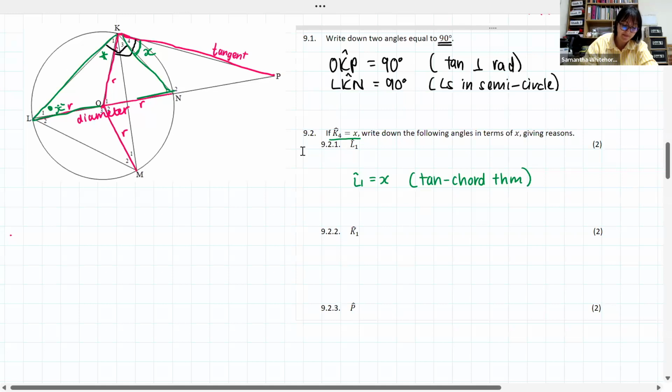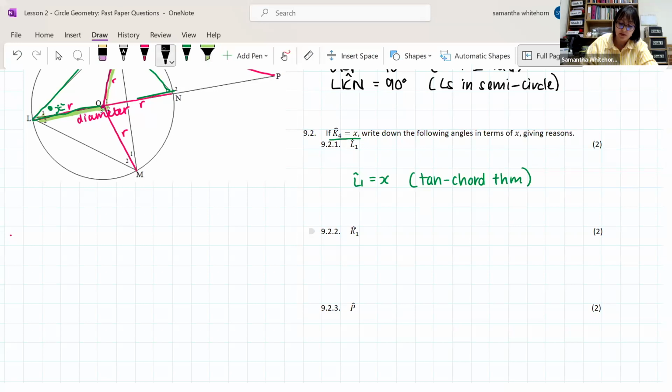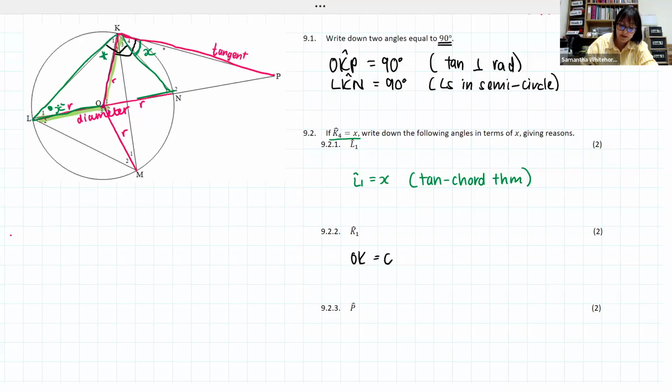Okay, no problem. All right, so if we have a look, remember I said look out for radii. OL and OK are radii. So because they're equal, we've got angles opposite equal sides. So OK is equal to OL, radii. And so therefore, K1 is equal to X, angles opposite equal sides. Excellent, grade 12, well done. Okay, so now I know this is also equal to X.